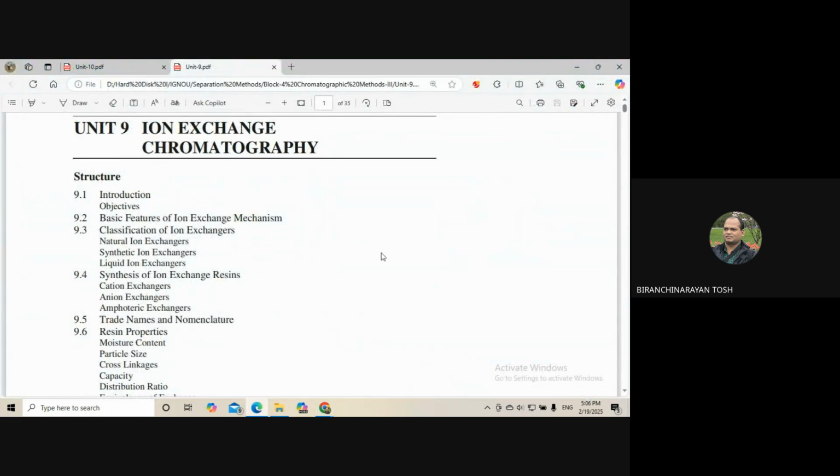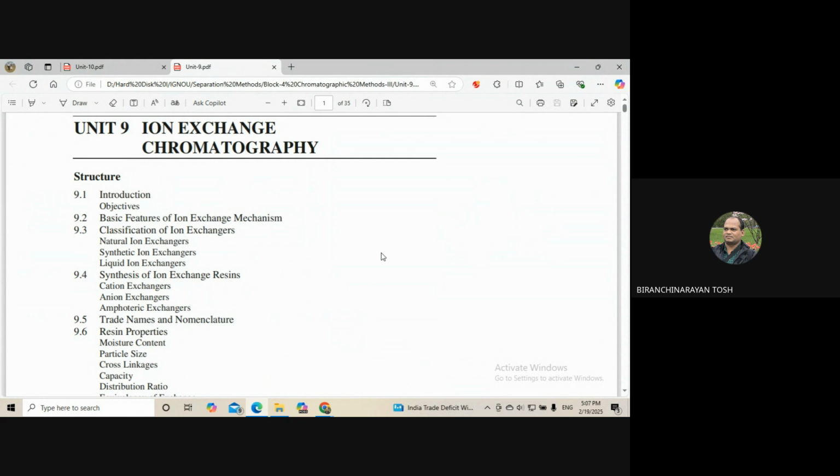So we'll start the ion exchange chromatography. Already we have discussed the liquid chromatography, column chromatography, HPLC, high pressure liquid chromatography. So among the various separation techniques, ion exchange is the most popular name because it is used for water softening. It is also unique in terms of its versatility and historical developments.